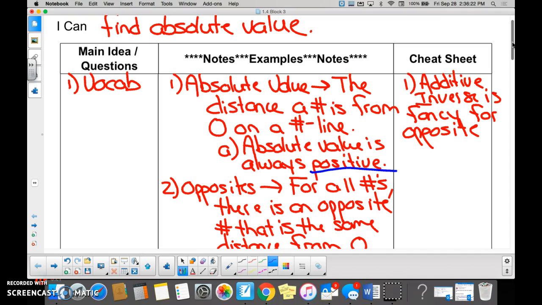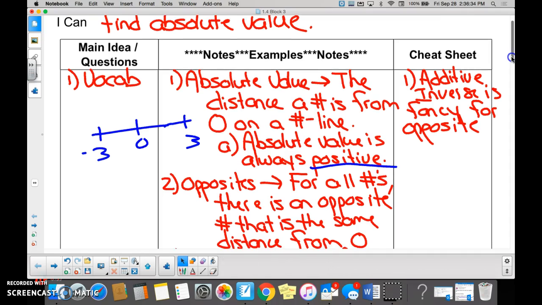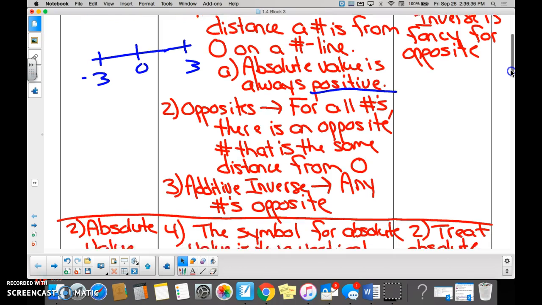So if I have a number line, and this is 0, and then the number is -3, what's the absolute value? 3. If the number is 3, what's the absolute value? 3. Good. We talked about opposites and additive inverses are the same thing, right?